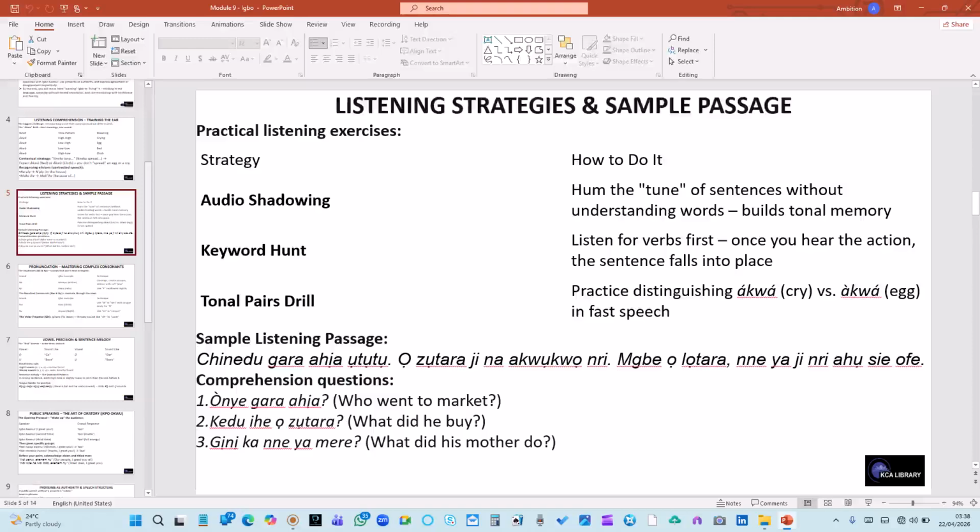Another comprehension question you ask yourself, kedu ihe ọ zụtara? What did Chinedu buy? According to the passage, ọ zụtara ji na akwụkwọ nri. So he bought yam and soup leaf. Gịnị ka nne ya mere? What did his mother do? Nne ya ji nri ahụ sie ofe. So that is the listening strategy. You have to listen to what the passage is all about.